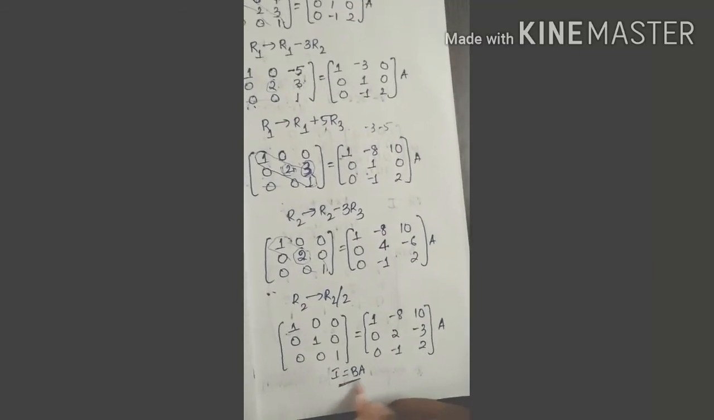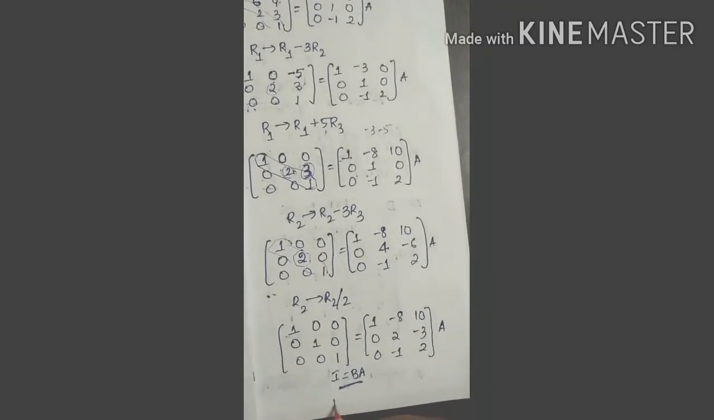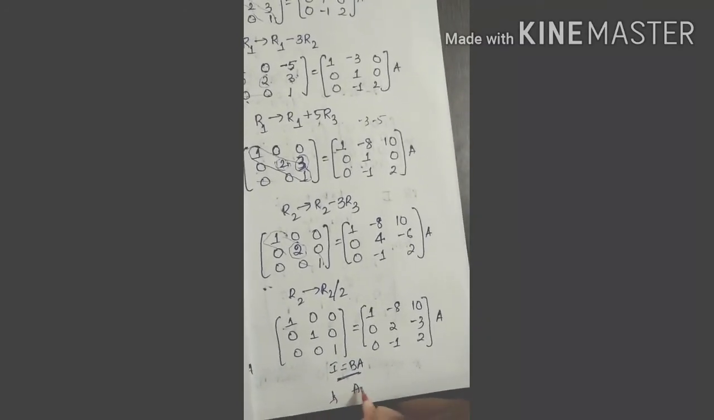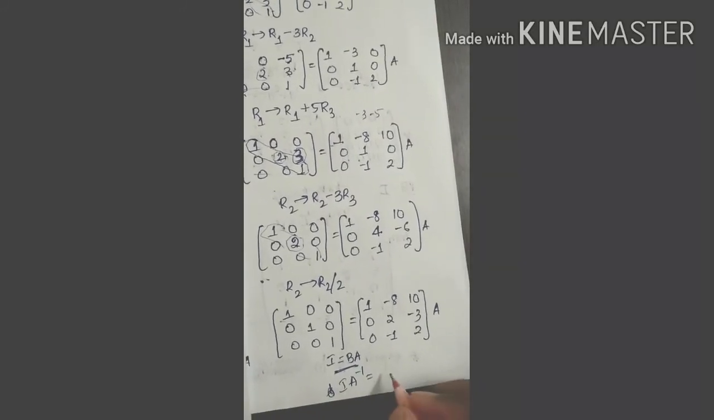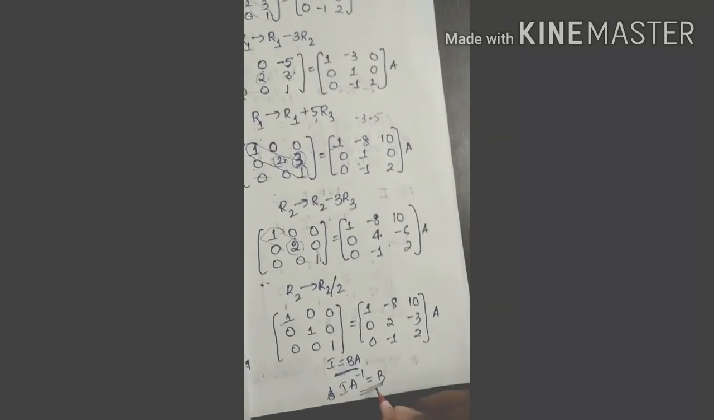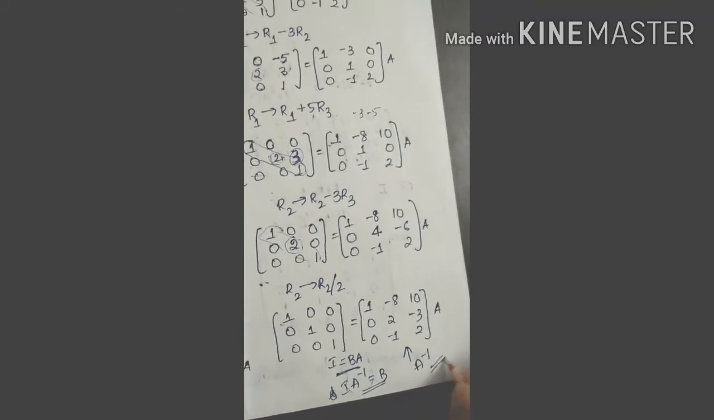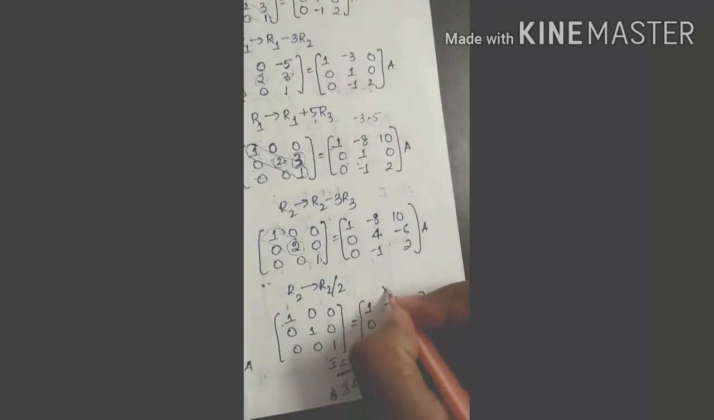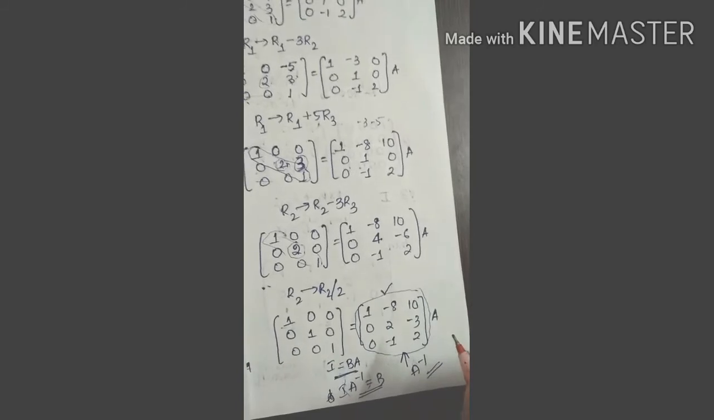So for A inverse, taking this to the left side, what will we get? A inverse equals I into A inverse equals B. So the A inverse value is equal to B. It is B, right? So A inverse equals B. This is the answer, the A inverse value.